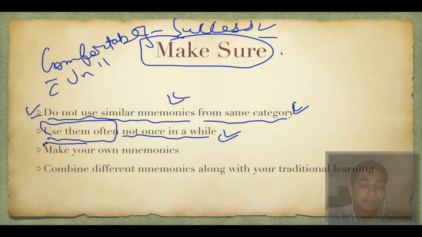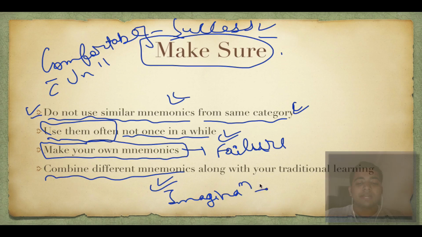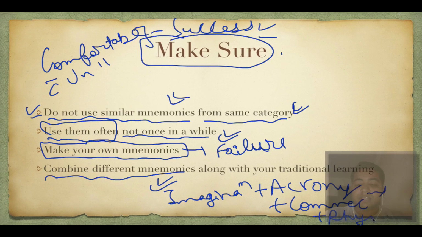Then the most important thing, make your own mnemonics. You all have brains, you all have minds. Each and every one of you is capable of making awesome mnemonics. Trust me, I thought I was a complete loser or a failure when it comes to mnemonics. But for the past 4 or 5 years, I have been utilizing them like anything, and I make my mnemonics myself. Then combine different mnemonics: use imagination plus acronyms plus visualization plus connections plus rhyming. You can use all types of mnemonics. There is no problem whatsoever, and it has to complement and supplement your traditional learning.